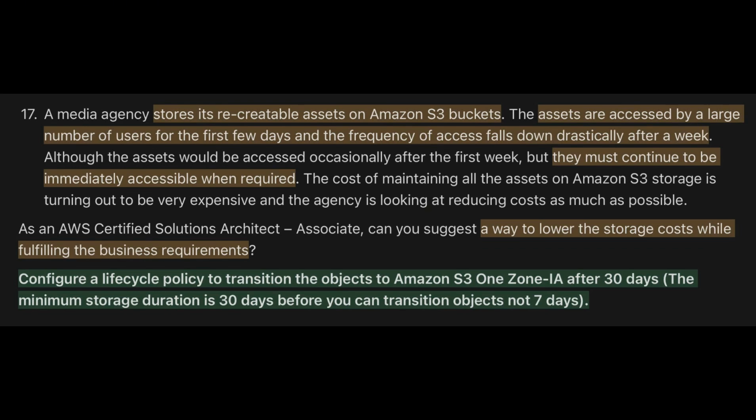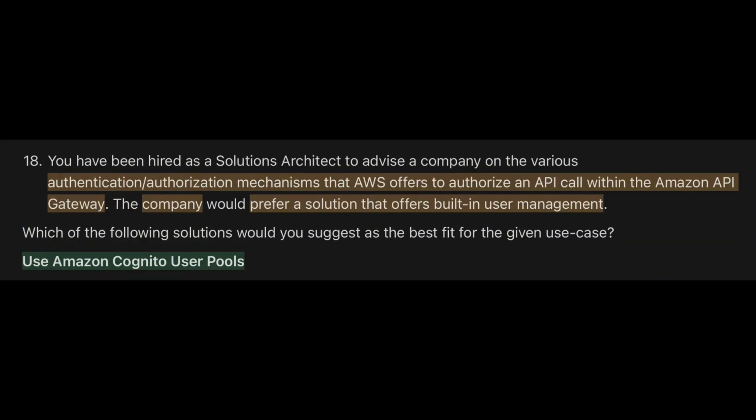And you should know that the minimum storage duration is 30 days before you can transition objects, not 7 days. And then we should know, when it comes to authentication or authorization mechanisms that AWS offers to authorize an API call within the Amazon API Gateway, which also has built-in user management, is to use Amazon Cognito user pools.